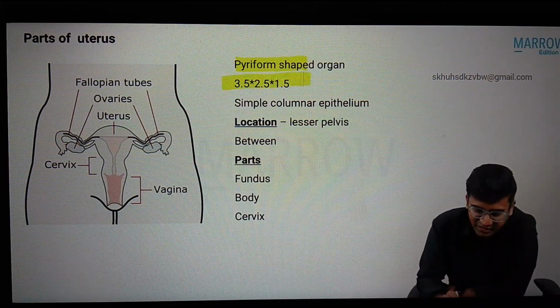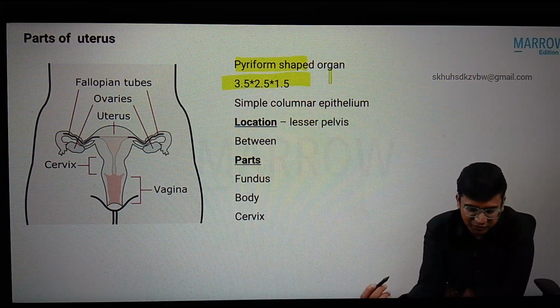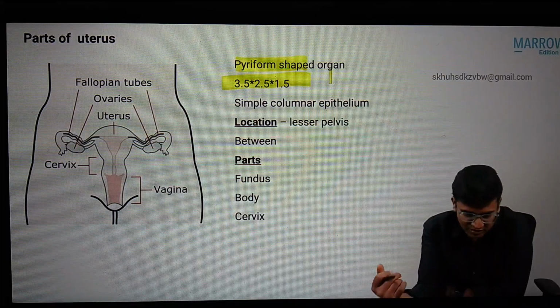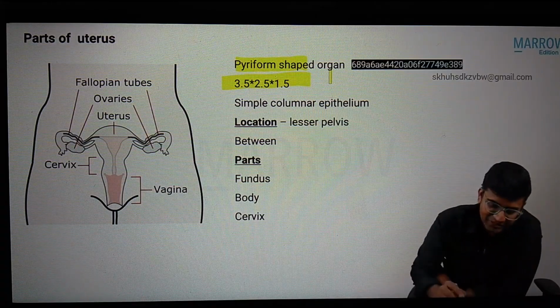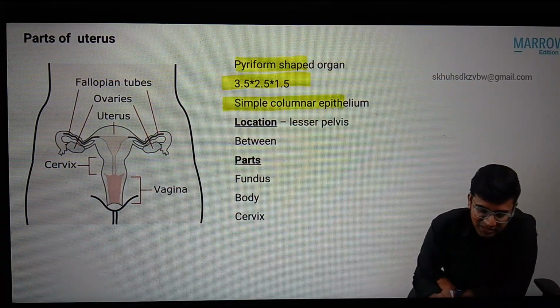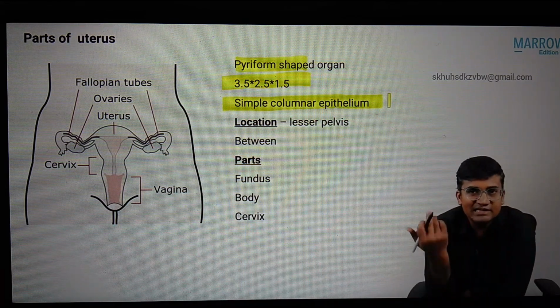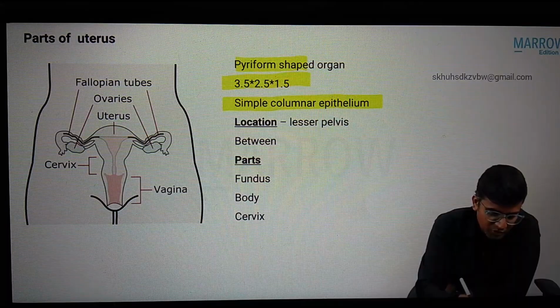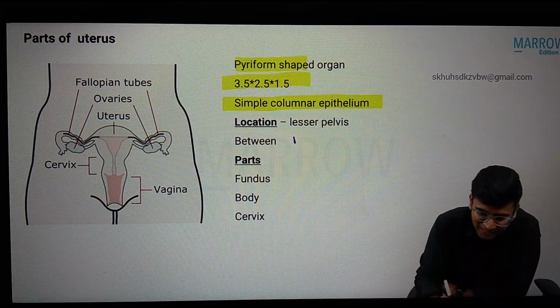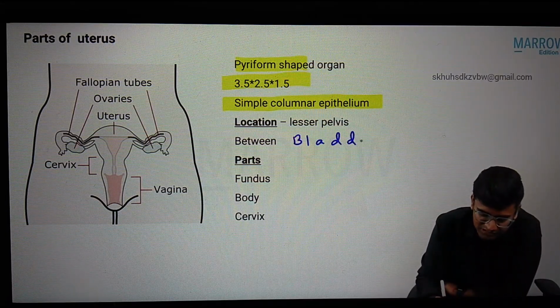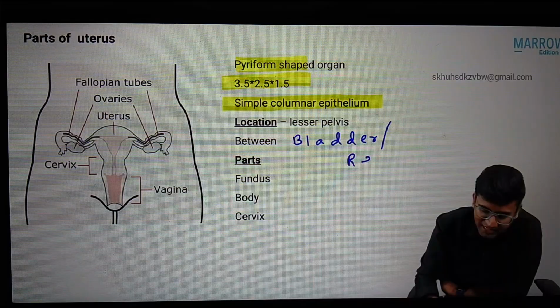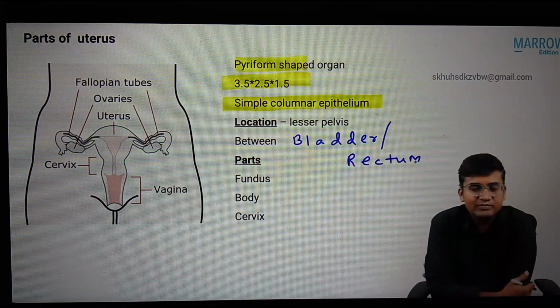For completion's sake, I am saying 3.5, length 2.5 into 1.5. Now, what is the lining epithelium? The lining epithelium is simple columnar epithelium. Now, what is the location? It is located in the lesser pelvis between the bladder and the rectum.